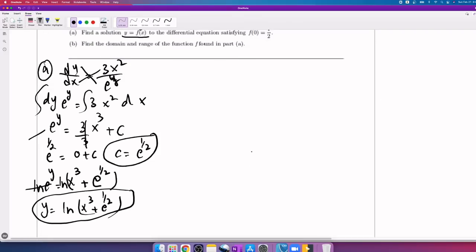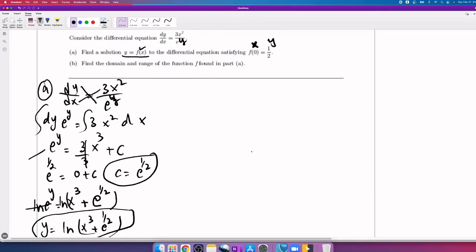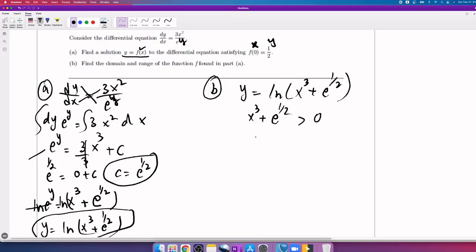Let's see, what other part? Part B said, find the domain and range of the function found in part A. So this is my y equal ln of x cubed plus e to the half. For the domain, always, we pick the inside, like the argument or under the square root functions, expressions, and then make them greater than 0. So I'm going to get x cubed plus e to the half greater than 0. It's a domain that they're asking, so I need to get the x by itself. So I'm going to go x cubed greater than negative e to the half.